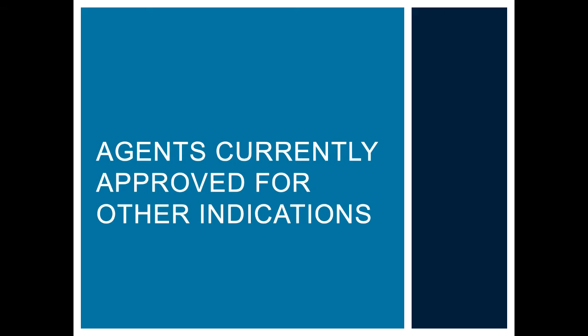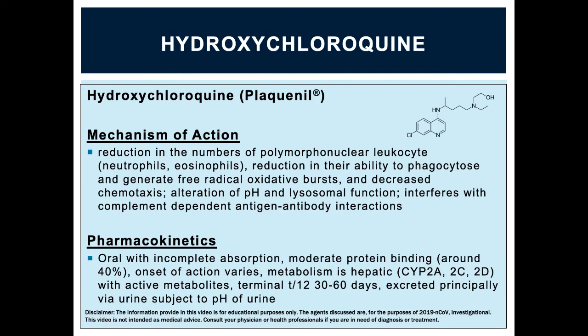Let's start off talking about agents currently approved for other indications. One drug that's being repurposed for the treatment of human coronavirus, and that's getting a lot of attention, is hydroxychloroquine. Hydroxychloroquine, also known as Plaquenil, has been around for a very long time. It was first approved in 1955.